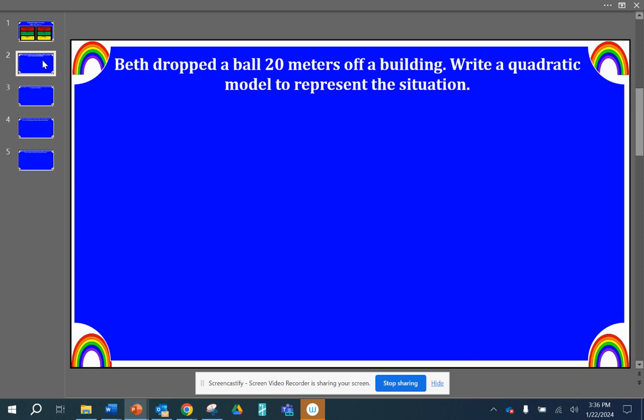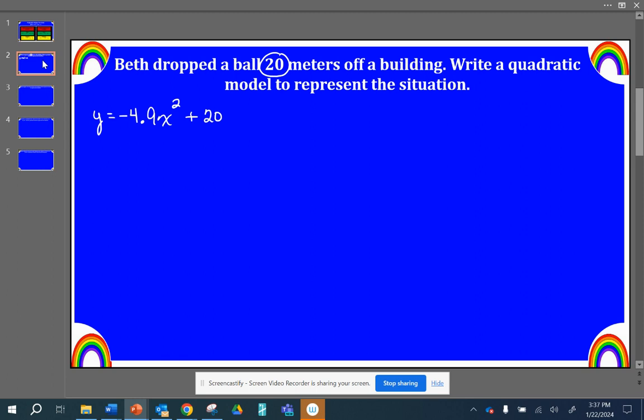So our first example is Beth dropped a ball 20 meters off a building. We're going to write the quadratic function and then all the key parts and interpret what these mean. So she drops a ball at 20 meters, so we know that we're going to use a negative 4.9 for our A value. And since it was just dropped and there was no velocity, we're going to say plus 20.